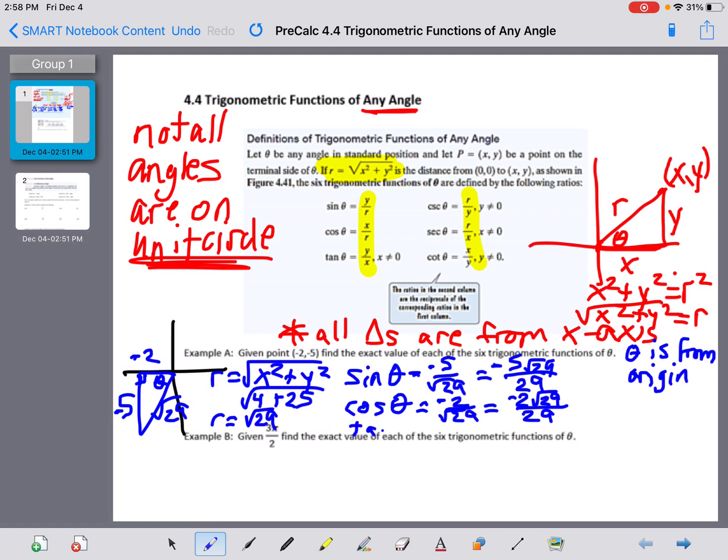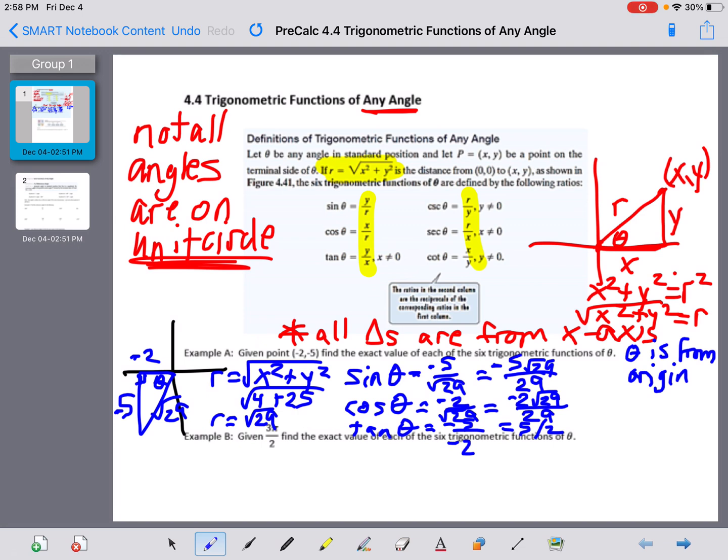And finally, my tangent of theta is going to be opposite over adjacent. I keep saying hypotenuse for tangent. Opposite over adjacent, -5 over -2, which is going to simplify to 5 over 2, right? Both positive now. Tangent in the third quadrant is positive.